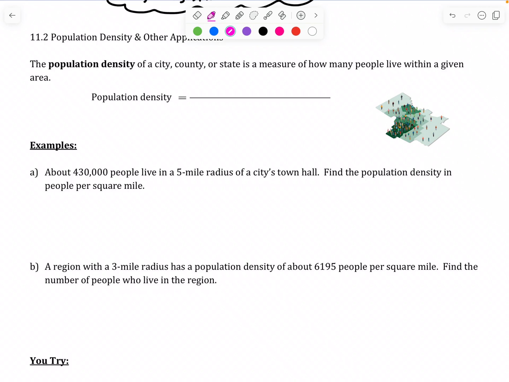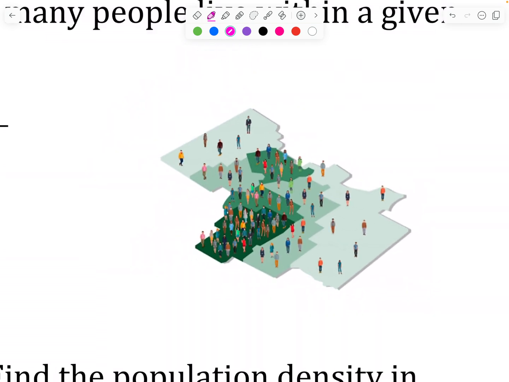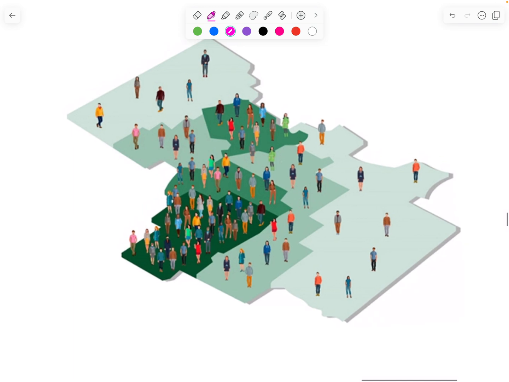The population density of a city, country, or state is a measure of how many people live within a given area. So here's a picture that kind of illustrates population density. You can see the areas in the darker green have more people in that space compared to the areas of the lighter green, where the people in the space are more spread out.